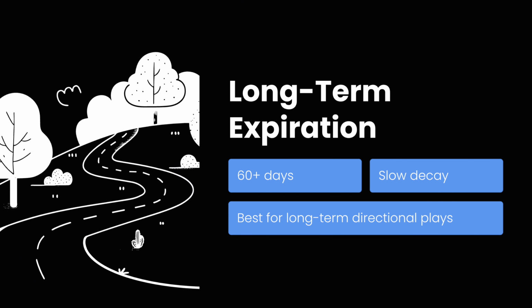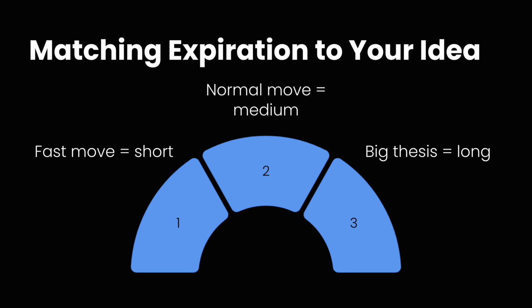Long-term expirations, 60 days, 90 days, or even LEAPS, provide stability and slow decay but come at a higher cost. They're ideal when you want to express a strong directional thesis without the pressure of short-term timing. Here's the rule of thumb. Short-term, fast trades, quick catalysts, higher risk. Medium-term, balanced approach, great for consistency. Long-term, slow movement, strong conviction trades. Match your expiration to your idea, not the other way around.